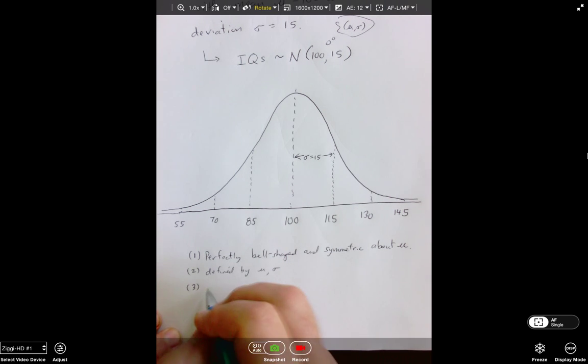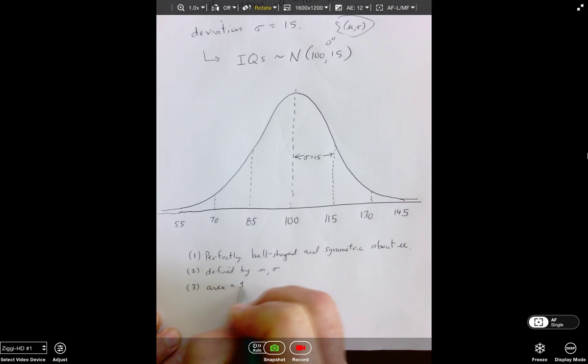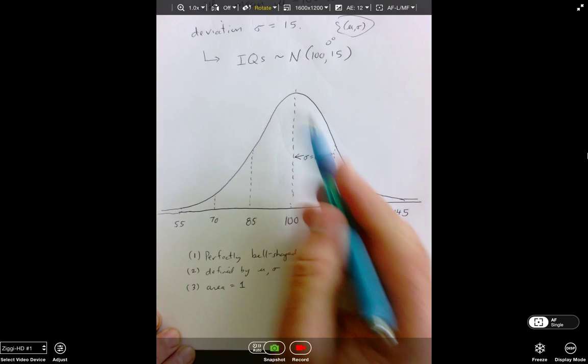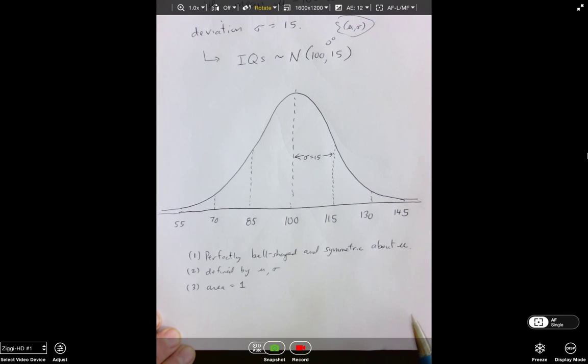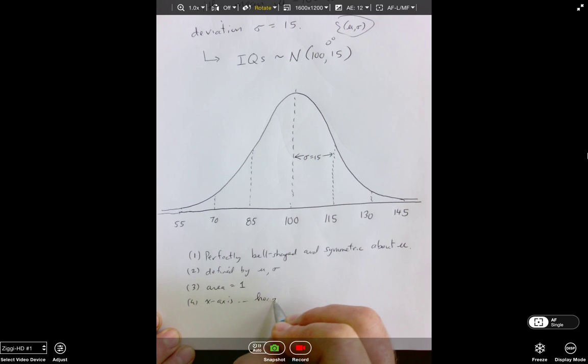Okay? Area equals 1. So look at the area underneath the curve. Just think of that as 1 unit squared. And the fourth thing, the x-axis serves as a horizontal asymptote.